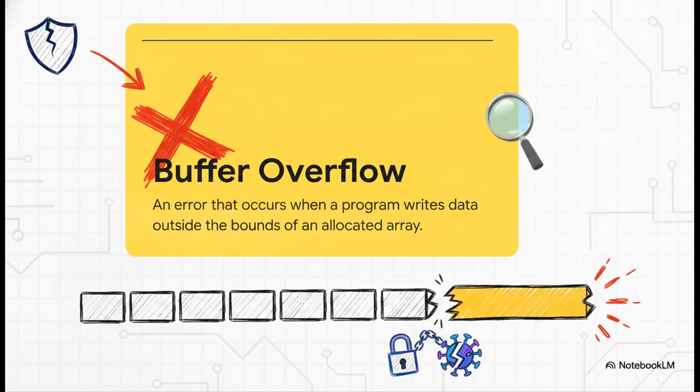Guideline number 6 is check array bounds. Now, an array is a sequential data structure with a fixed size. The massive problem is, older languages like C and C++ do not automatically check if an index actually exists inside that array.